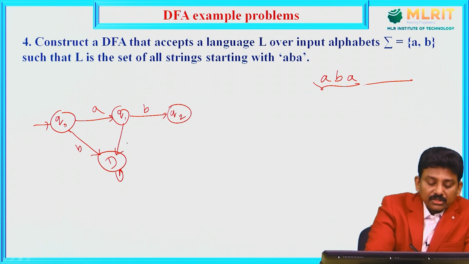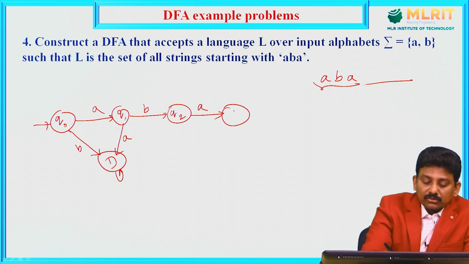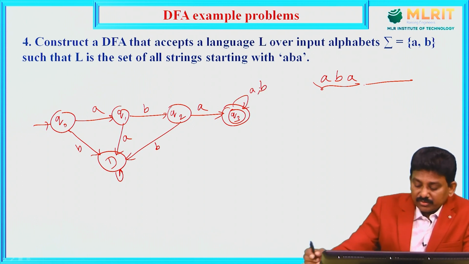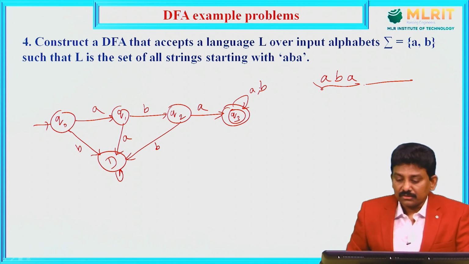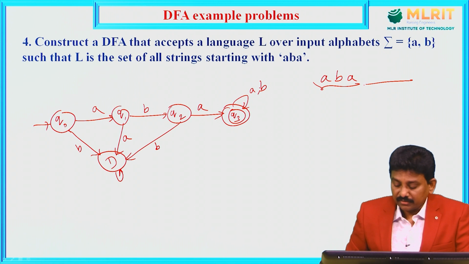Second symbol must be B, then I can go to Q2. If the second symbol is A, go to the dead state. If the third symbol is A, I can go to the final state. In Q2, if you read B, go to the dead state. Once you reach the final state, for any number of A's and B's, stay in the same state. This is a DFA for strings starting with A, B, A.